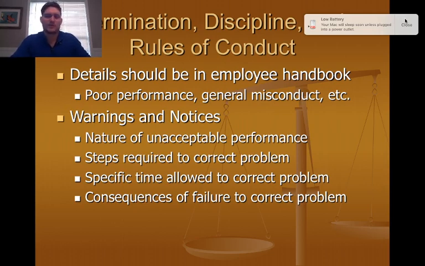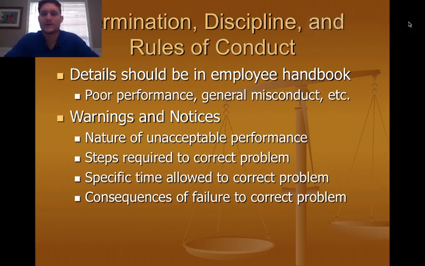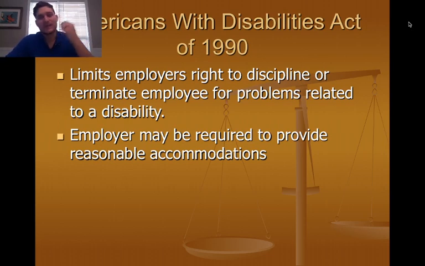Not only that, but you also should have a warnings and notices procedure in place. So what is the nature of unacceptable performance? And then you're going to warn them a first time. What are the steps that you're going to take in order to solve that? And then, how long are you going to give them, if they keep up with that wrongdoing, and what are the consequences of that, right? So that should all be defined within that employee handbook.